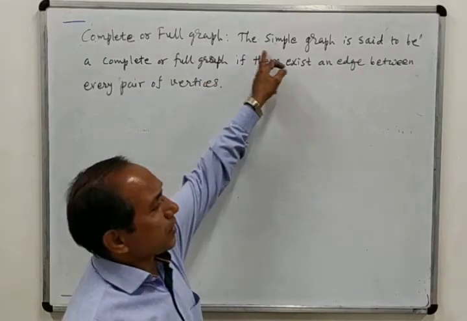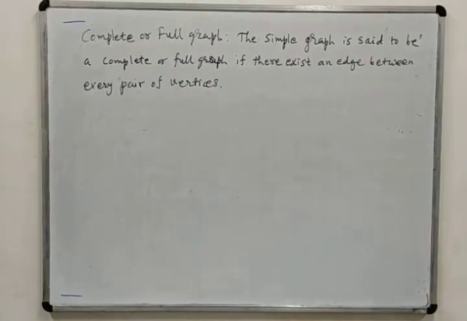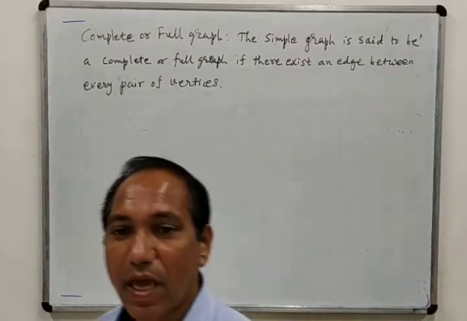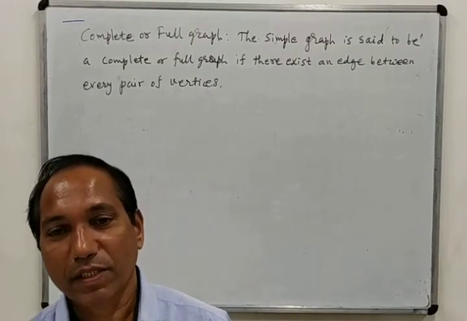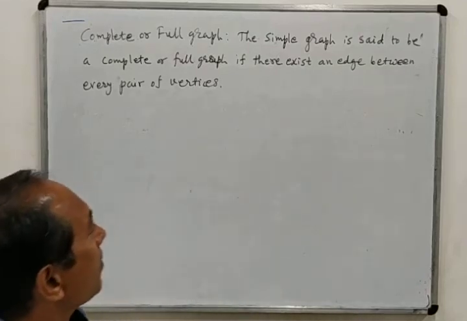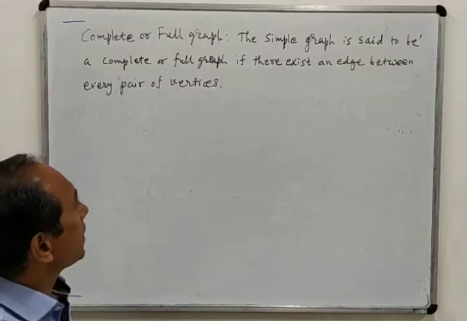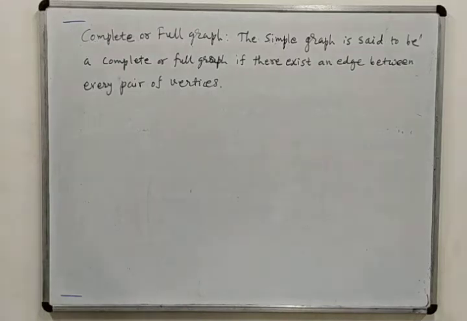In the complete graph, it is written that it is a simple graph. The basic requirement is that it must be a simple graph. Simple graph means what? The graph having no loops and no parallel edges. That means the graph without self loops and parallel edges is known as a simple graph. So a complete graph is always a simple graph, and a simple graph is said to be a complete graph if there exists an edge between every pair of vertices. That means there is always an edge between every pair of vertices.